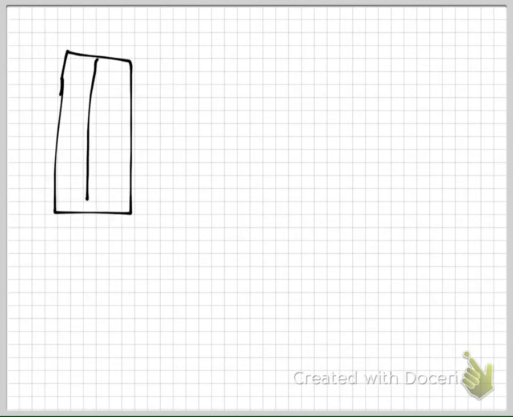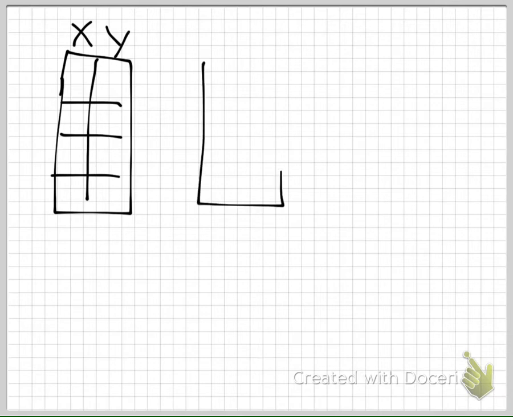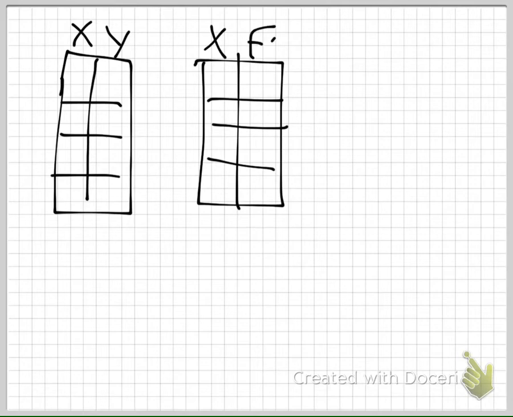So, let me go up here and change this again. Here's my table. I can go x and y, or I can go x and f of x. That's how you say it: when you see an f and then an x, you say f of x. Okay, everybody say f of x. That's f of x, right?